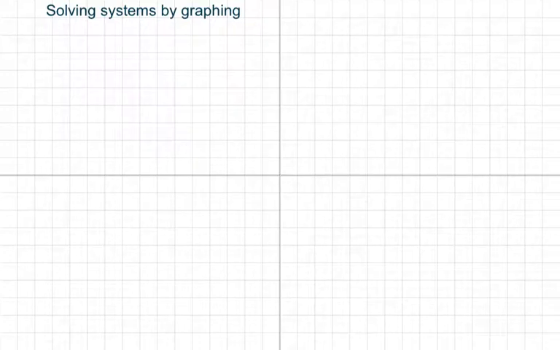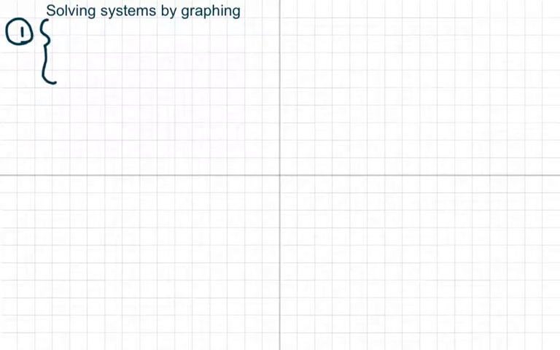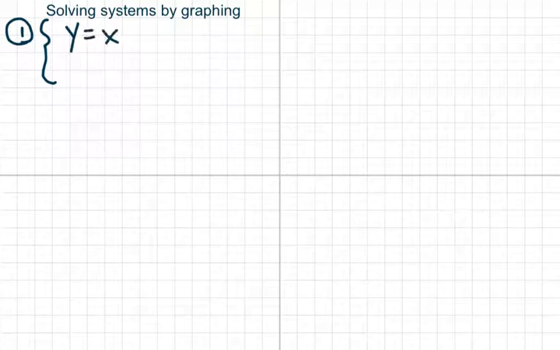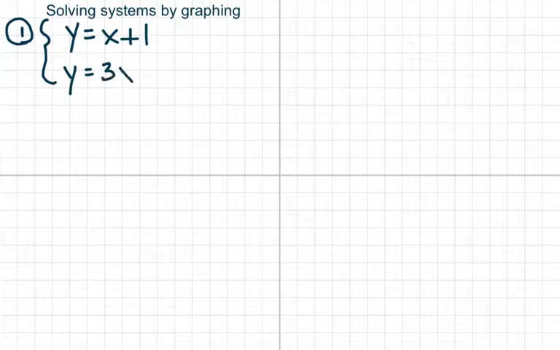In this lesson, you are going to learn how to solve a system of equations by graphing. So remember that a system is two or more equations, and we're just going to do some examples. So the first example, we have the system y equals x plus 1, and we have the equation y equals 3x minus 7.